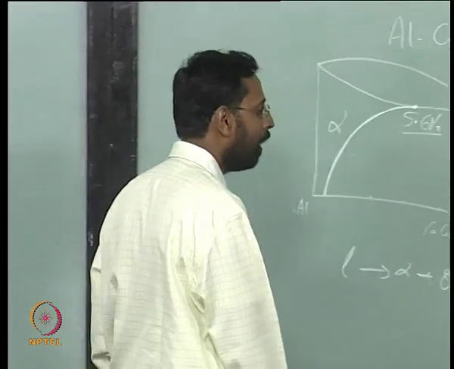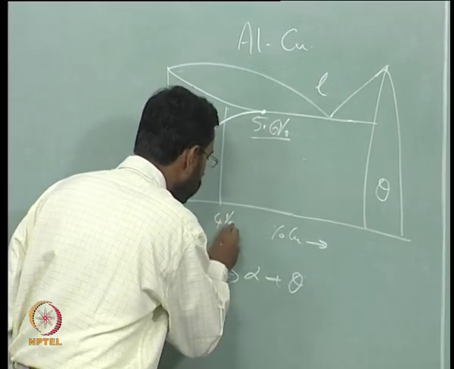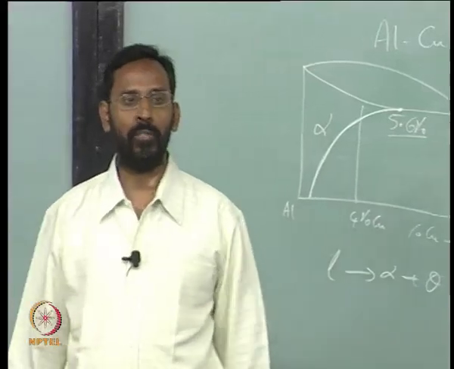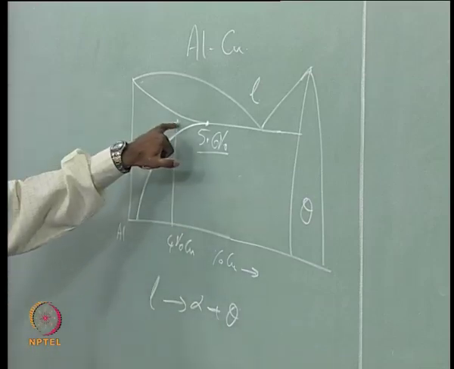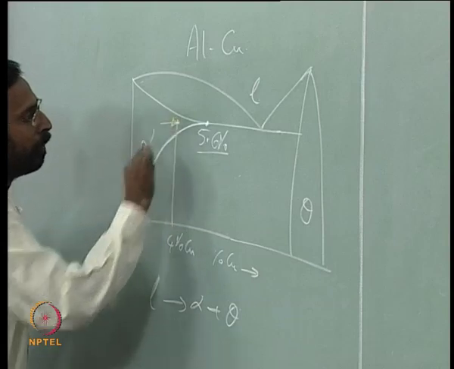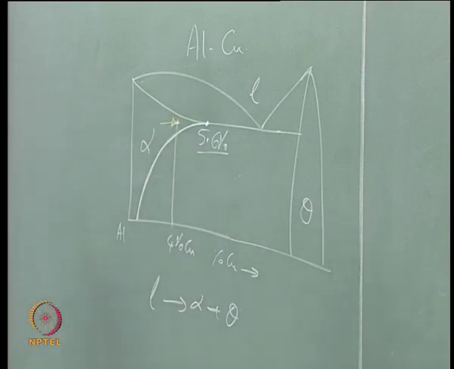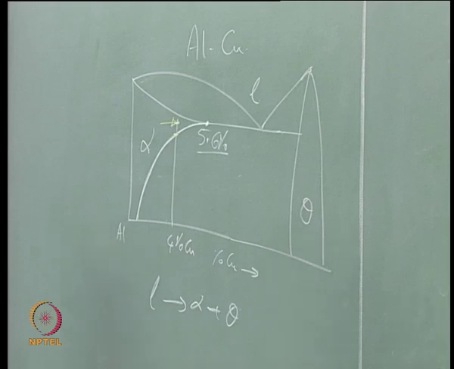If I take an alloy of this composition, let us say 4% of copper, that is a standard alloy that we talk about, and this alloy is heated to this temperature, what should you get? It should be completely alpha. Now if I cool it slowly, what should happen? Once you reach a temperature below that, theta should start precipitating out of alpha.